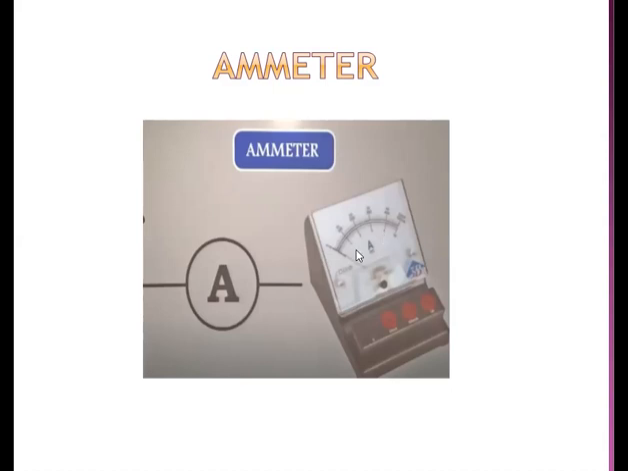This ammeter is pretty useful because we can know how much current is flowing, and the ammeter usually shows from a small amount of current to a very large amount of current, and this is the symbol. It can show very small as well as large amounts.